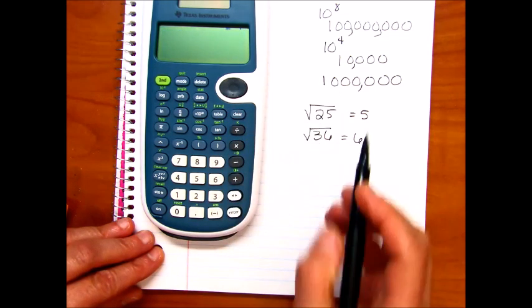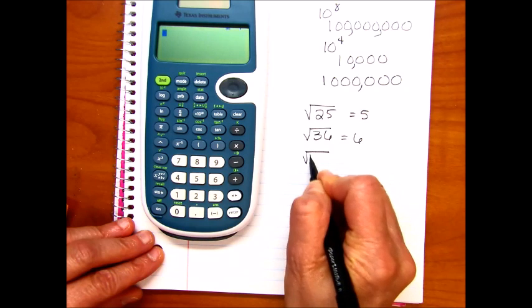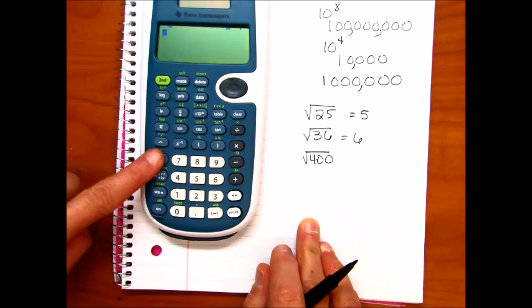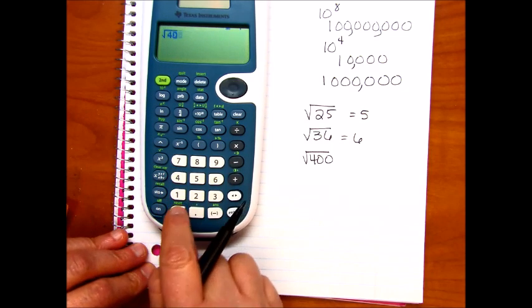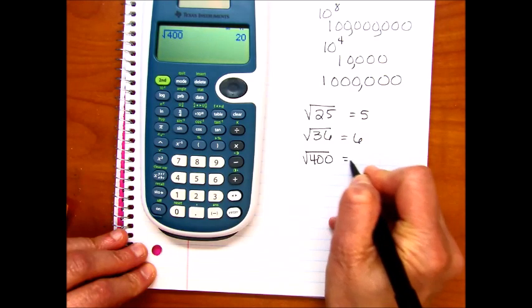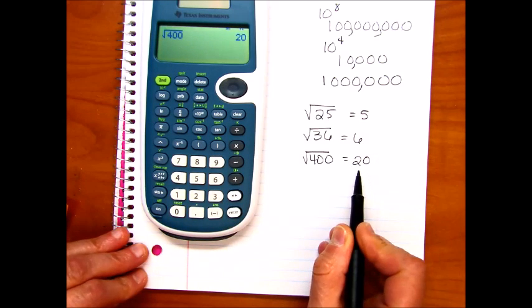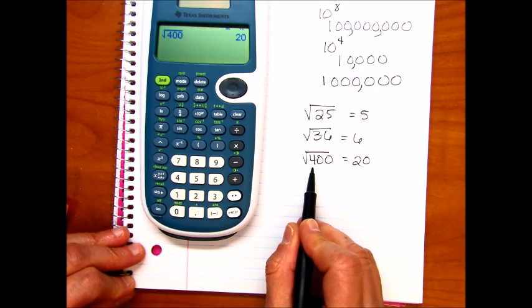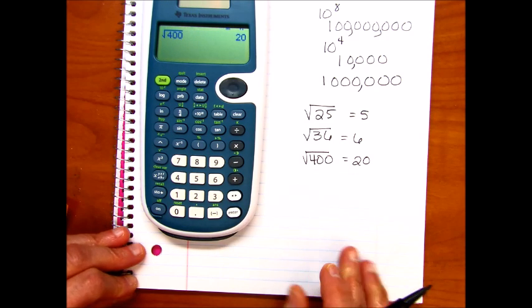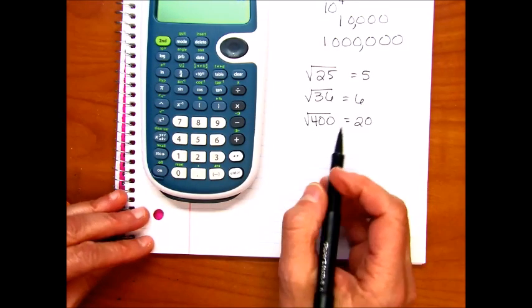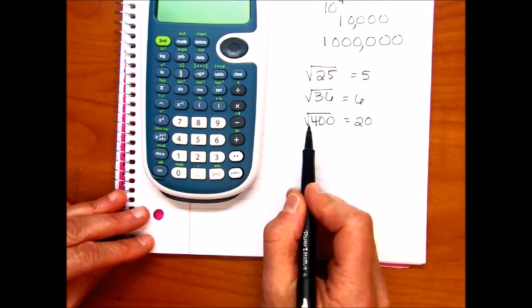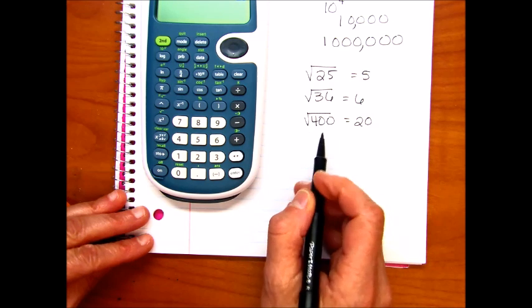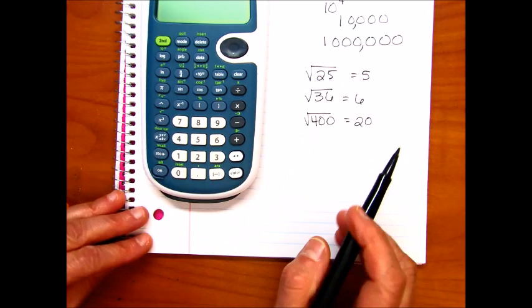Let's try one more. Let's do the square root of 400. So we've got second, X2, 400, equals. And I know that's true again because 20 times 20 is 400. So the square root of 400 is 20. Now the harder roots are when you're not looking for a square root, but maybe the third root or the fifth root, and we're going to do that a little bit differently.